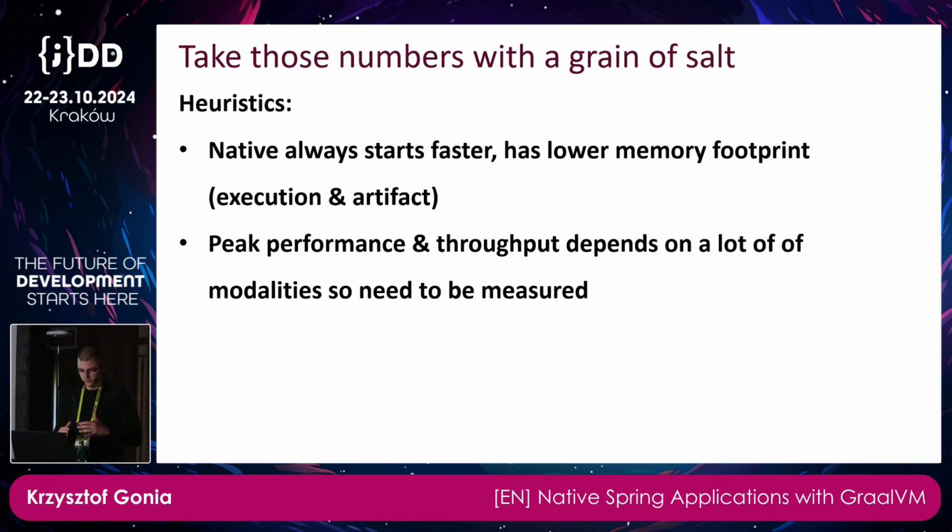So some rules you can keep in mind, based on knowledge I gathered and my experience: native will always start faster and has a lower memory footprint, but peak performance and throughput depend on a lot of variables, so you need to measure that.